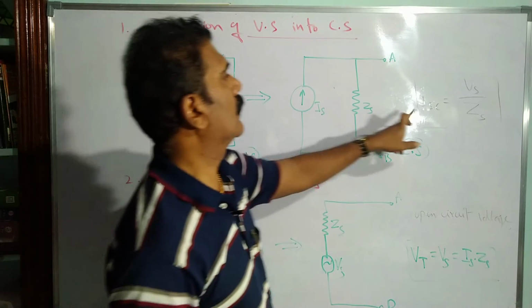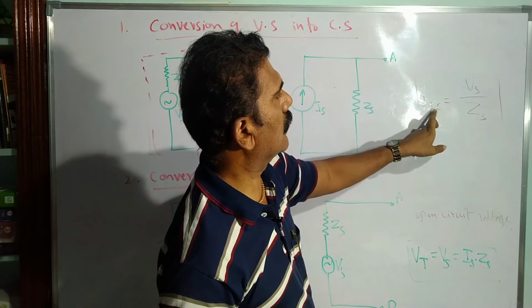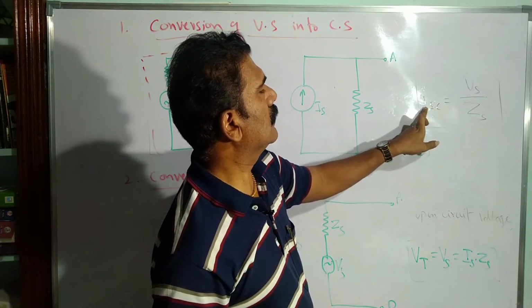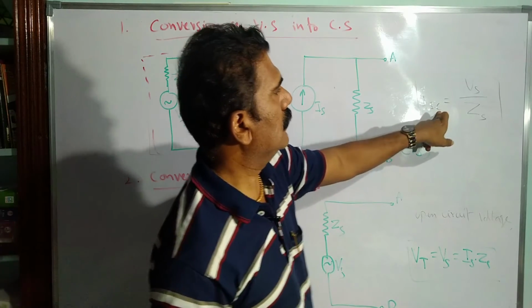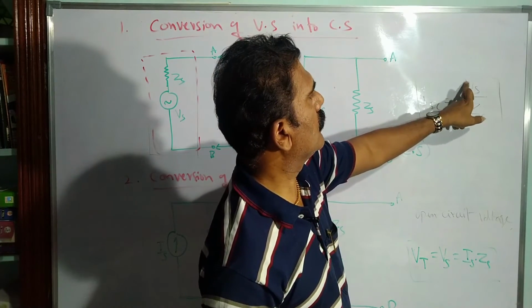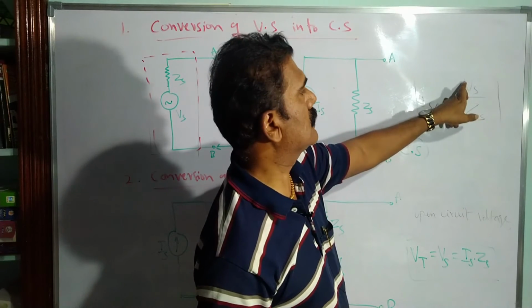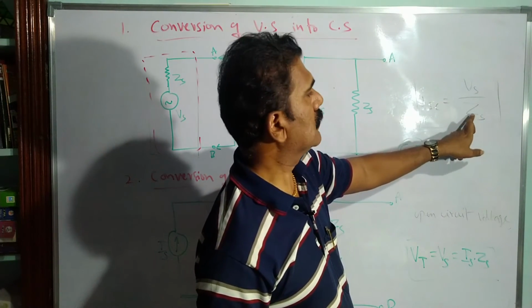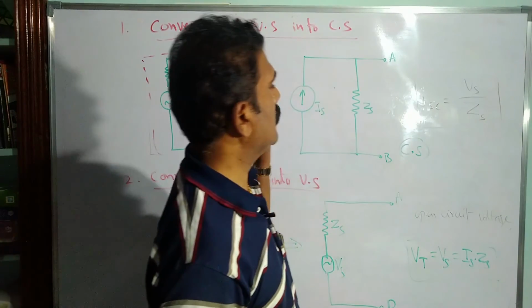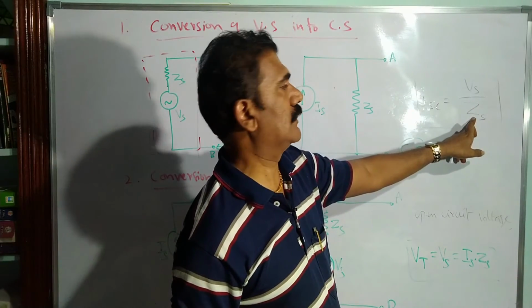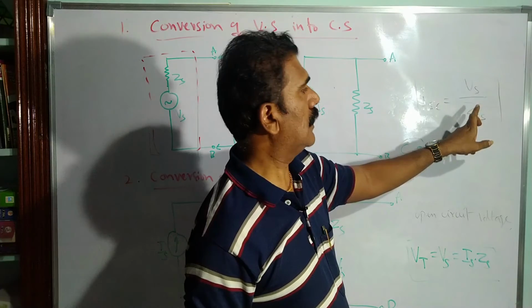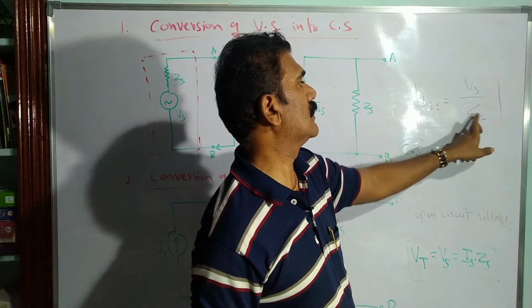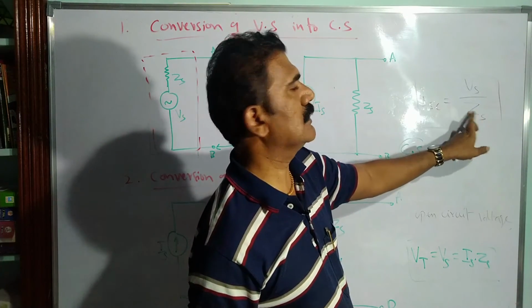So you can calculate the short circuit current Isc, that means the internal short circuit current, according to Ohm's law, is just equal to Vs by Zs. Vs is the voltage source, and the corresponding internal resistance is Zs. In case of AC we call it impedance, otherwise it is Rs only. In case of a DC circuit it is Rs, in case of an AC circuit it is Zs.